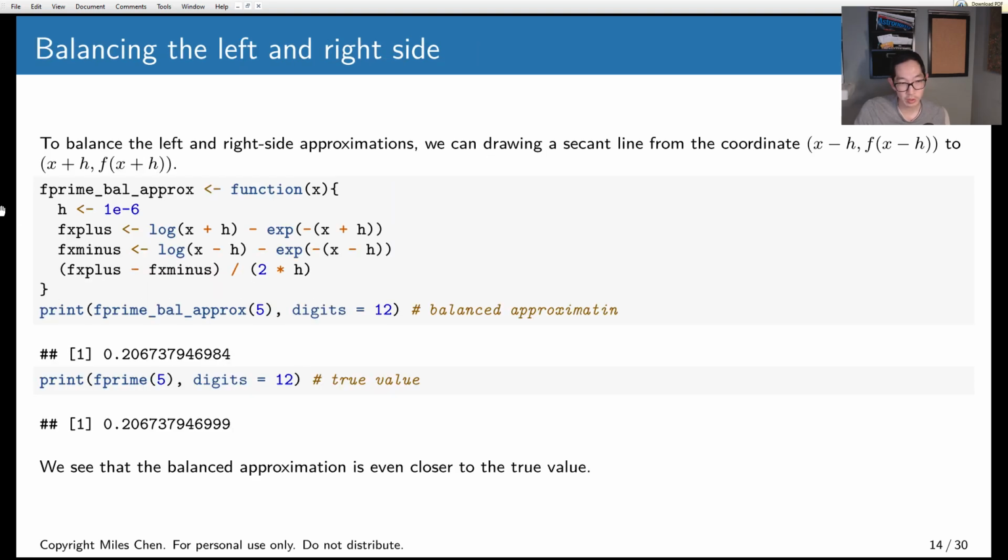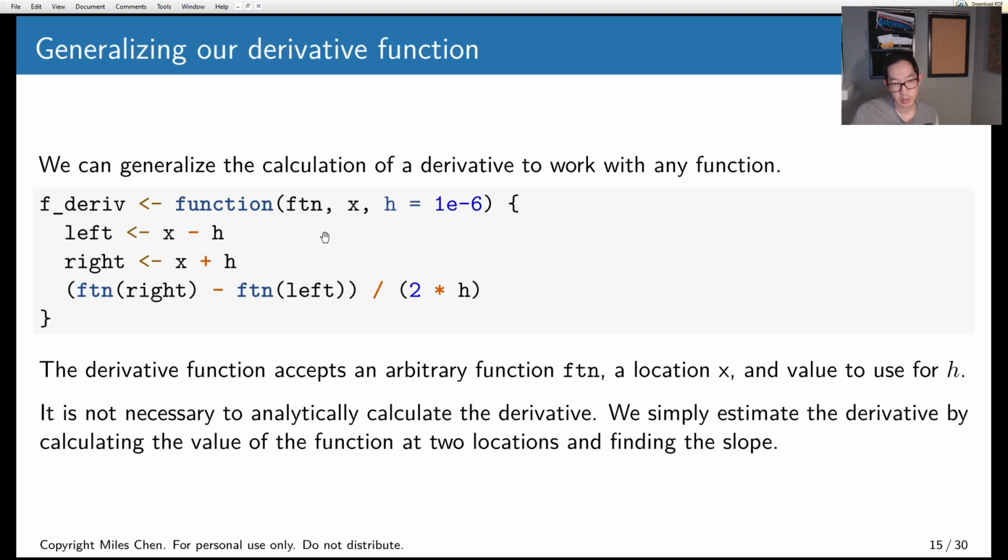And so here I've been using the same function, log of x minus e to the negative x, but here I can generalize this, and we will allow it to just calculate. One of the arguments will just be some generic function. And we're going to say, all right, this is the location where you want to find your derivative. And then we're going to plug in the size of h. My default value is going to be 10 to the minus 6. But perhaps if you have larger numbers, you want to use a larger h. If you have smaller numbers, you can use a smaller h or something like that.